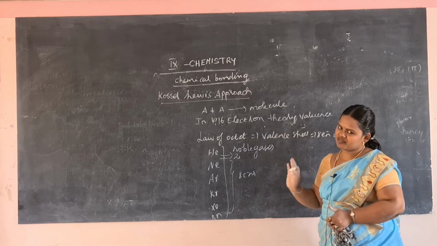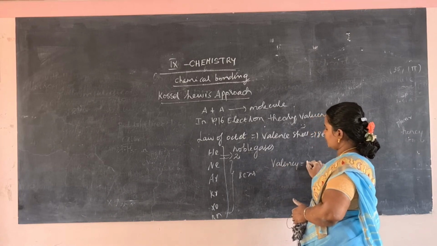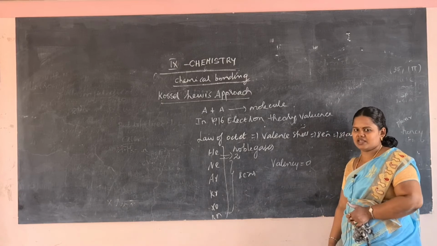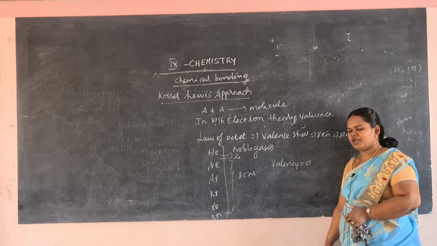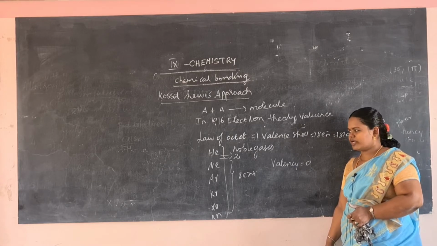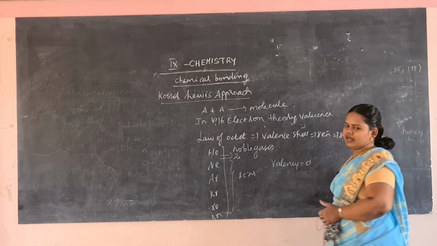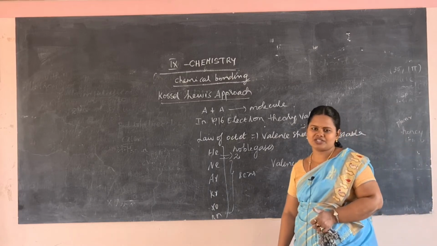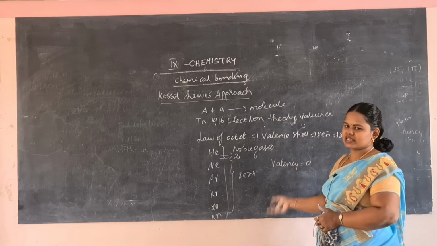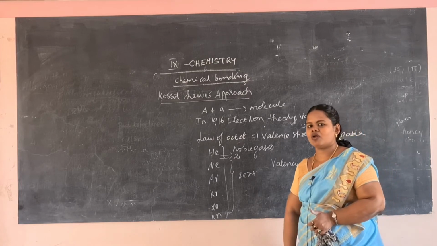When the shell is filled with 8 electrons, the valency is 0. In the last lesson we studied how to calculate valency. The last shell is full with 8, so 8 minus 8 is 0. So for noble gases the valency is 0. If there are 8 electrons, it is stable. In any compound, if an element has 8 electrons in its valence shell, it is stable. That is the law of octet or the octet rule. Remember this.